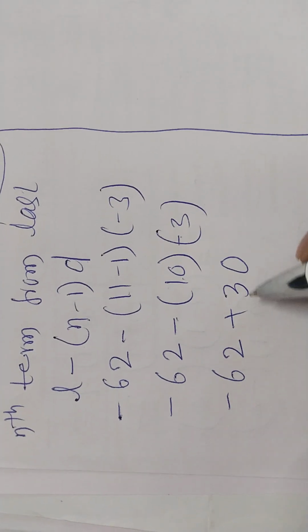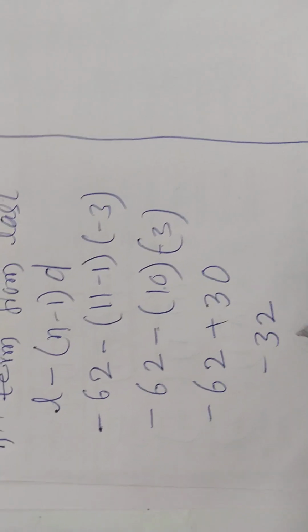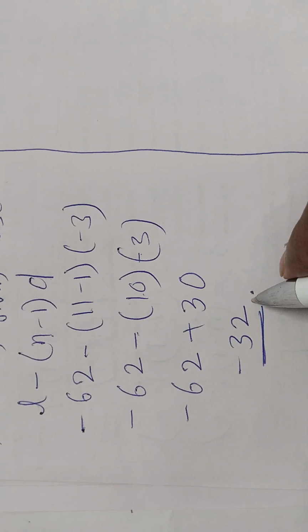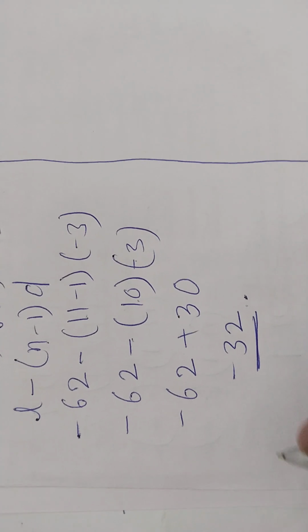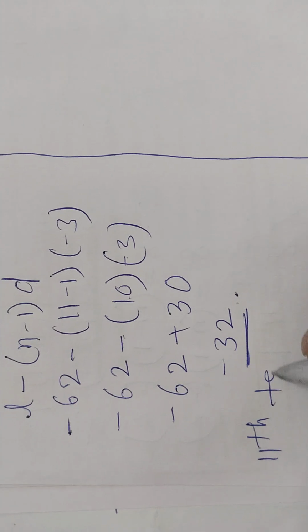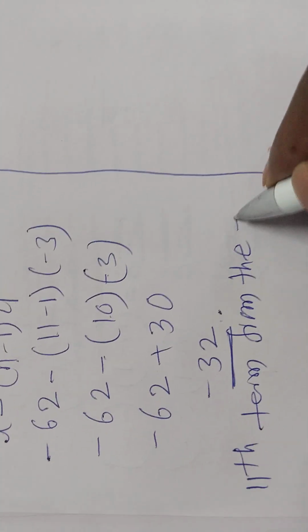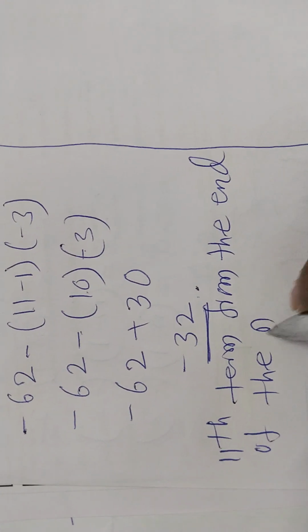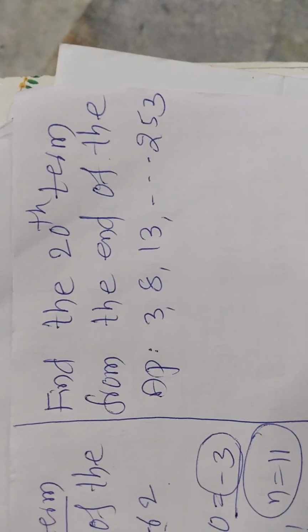Now both have different signs, so we have to subtract them. -62 + 30 = -32. This -32 is the 11th term from the end of the AP. Therefore, the 11th term from the end of the AP is -32. And here is one more question, the same type, which I am going to explain.